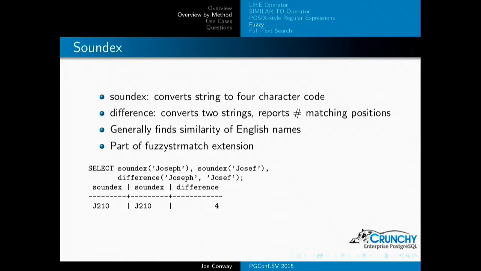It's part of this fuzzystrmatch extension. If you do Soundex of the name Joseph, and here's a Joseph spelled phonetically, and here again is the difference, you'll see that they actually both produce the same result, and the difference ends up being 4, meaning there are no differences.